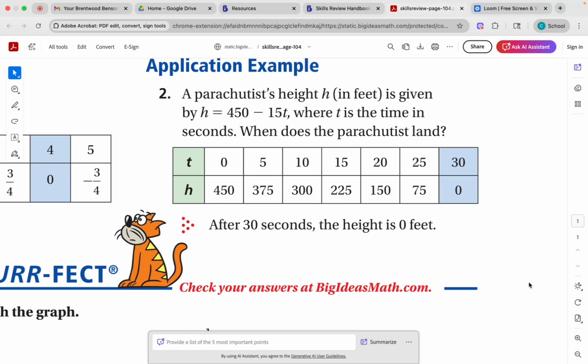Any questions on this example? If you got it, go. If you don't got it, ask me a question. Can we not use an extra piece of paper? I don't think you need an extra piece of paper. Good question. Any other questions?